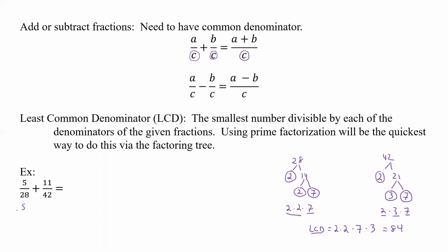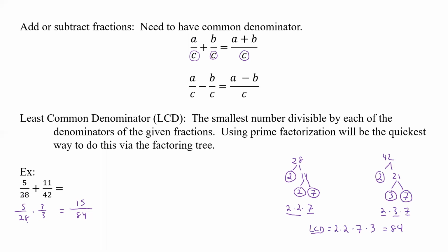And so we'll have 5 over 28 times what will give us that 84 in the denominator. Well, we initially had 2 times 2 times 7. Well, 2 times 2 times 7. So we have to multiply that by 3 over 3. Okay. So 5 times 3 is what? Well, that's 15.